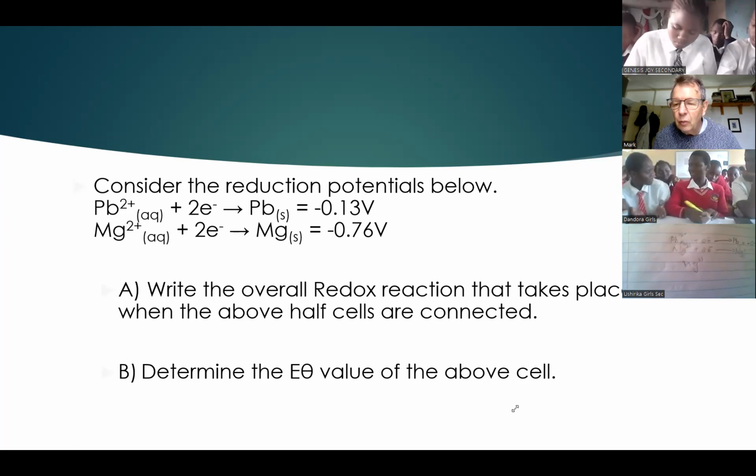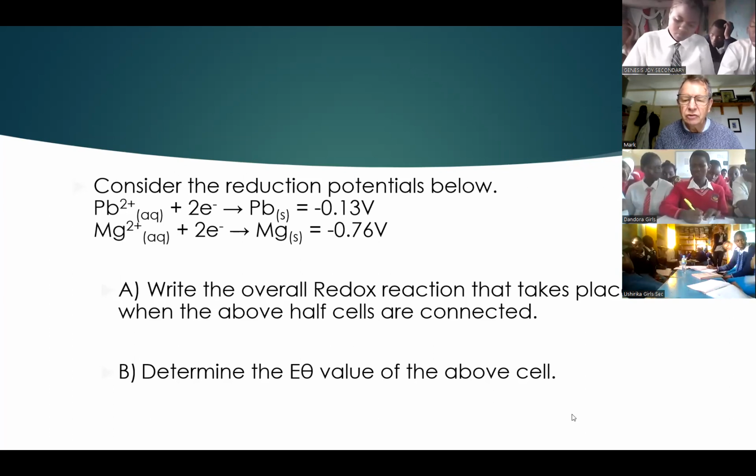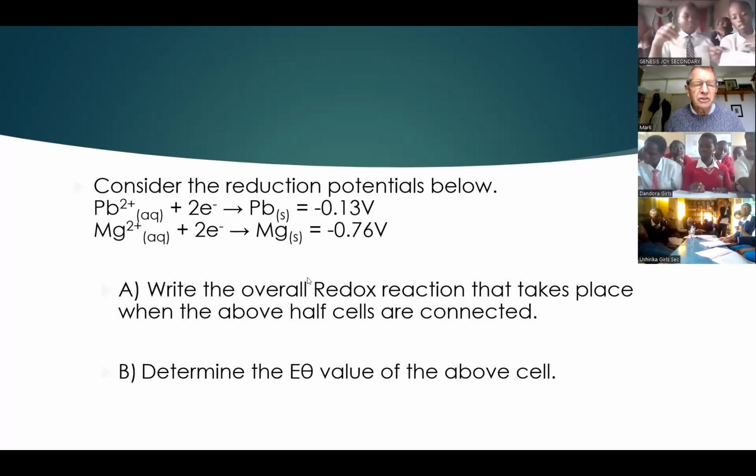Well, one of them goes left to right and one of them goes right to left. The one which is more positive goes from left to right, and the one which is more negative goes right to left. So the more positive will be reduced as it's written, pick up the electrons, be reduced. And the more negative, or less positive, one will reverse.